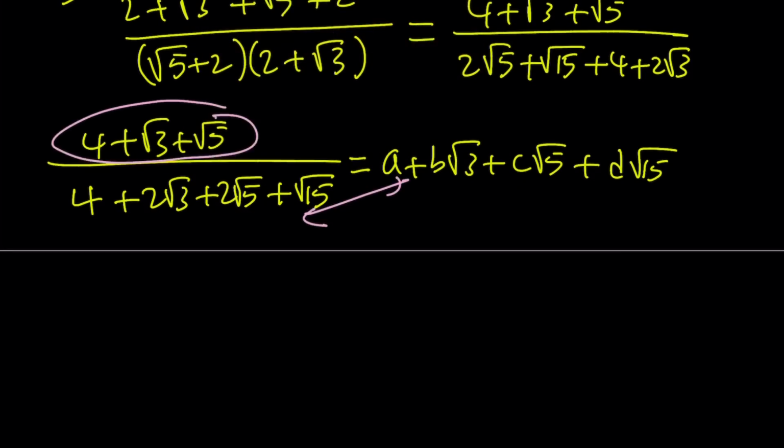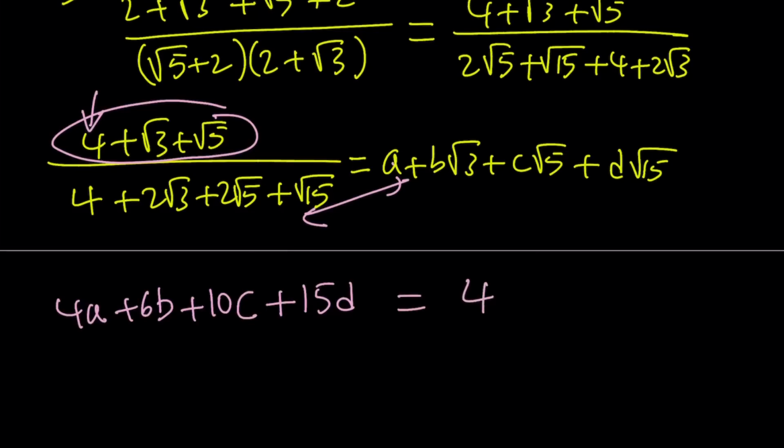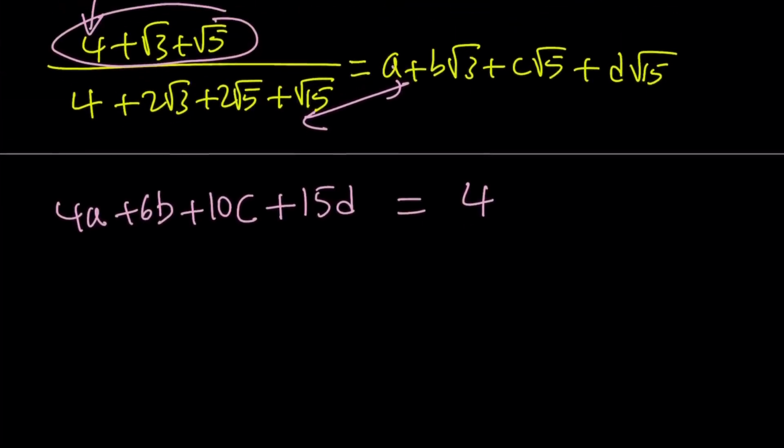For example, if you multiply 4 times a, you get 4a, which is going to be rational, if a is rational. Then if you multiply 2 root 3 by b root 3, that's going to be 6b, another rational number. If you multiply 2 root 5 by c root 5, that's going to give you 10c, right? And then if you multiply root 15 by d root 15, you're going to get 15d. So those are all rational numbers. Their sum is also rational, and that is going to equal the rational number in the numerator, which is 4.